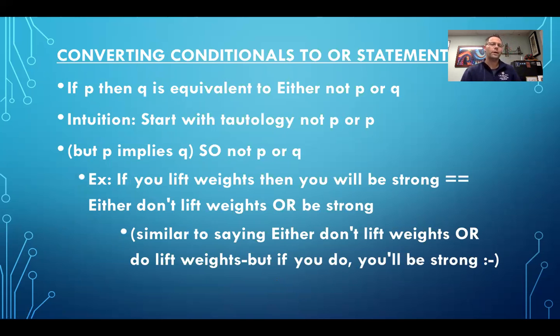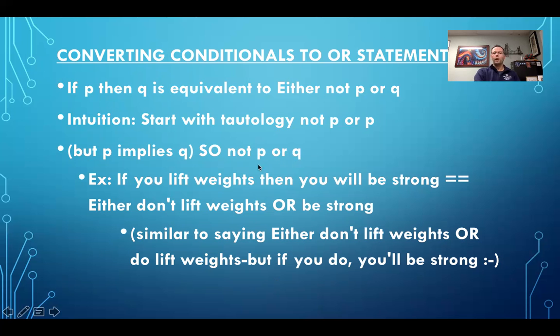This I thought was kind of interesting. It might help you with one problem on your homework. It's kind of cool. If P then Q, we can actually turn into a different statement that means the same thing, and that is either not P or Q. And it's sort of weird to think that that means the same thing. But here, let's start out with something that's always true, not P or P, but P implies Q. So not P or Q.